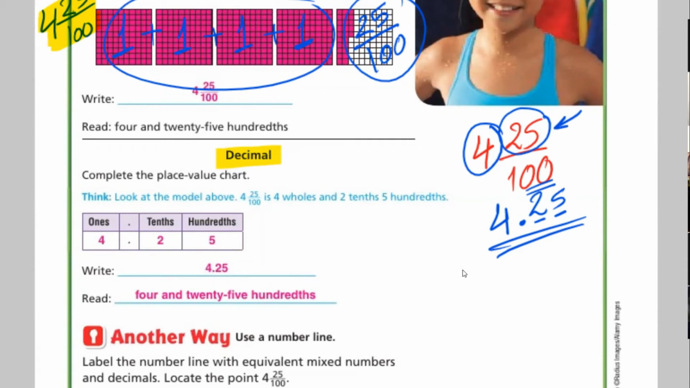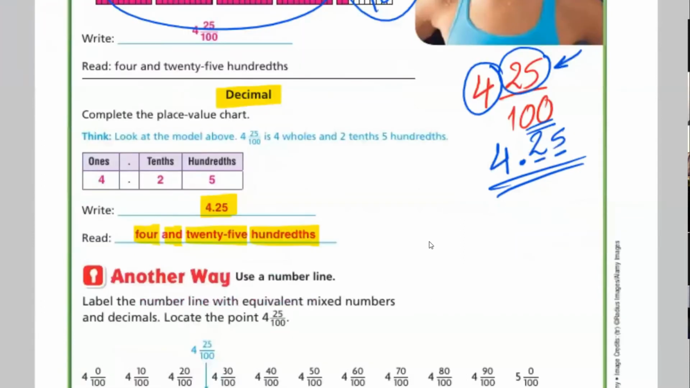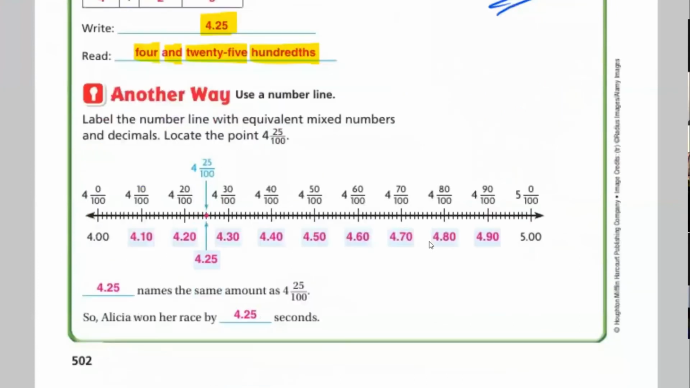So we can write it as 4.25, or we can read it as 4 and 25 hundredths, because we have 2 digits after the decimal point. So you have to write at the end of our number hundredths. Okay, let's see how you can use the number line to represent it.